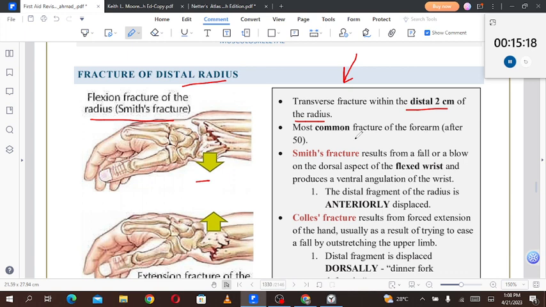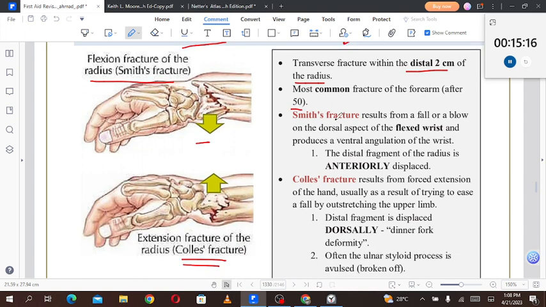Most common fracture of the forearm after 50 years of age. Smith fracture results from a fall or a blow on the dorsal aspect of the flexed wrist. So if you fall on the dorsal aspect of the flexed wrist, it produces a ventral angulation of the wrist. The distal fragment of the radius is anterolaterally displaced, in ventral angulation of the hand.